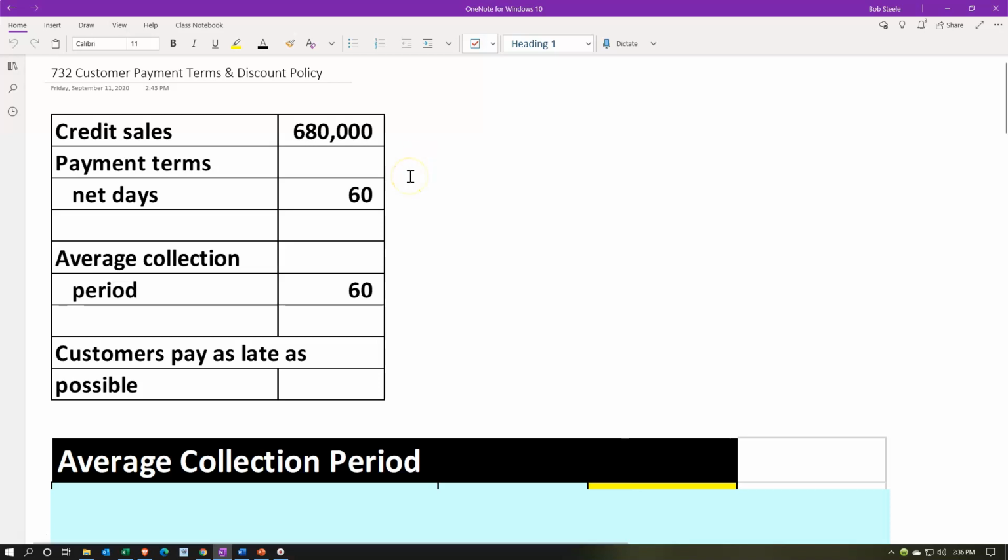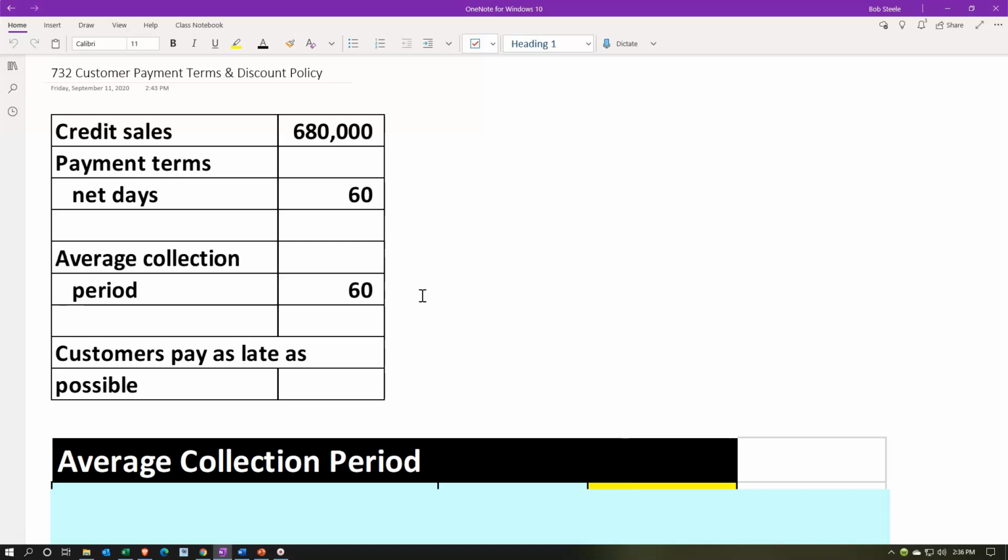The payment terms are 60 days, meaning we expect to be paid within 60 days before it is late and before we might take other actions such as penalties or collection action after that point in time. The average collection period then we're going to assume is 60 days, meaning we assume the people that are paying us, our customers, are going to wait till the end of the collection period, 60 days, to pay us.